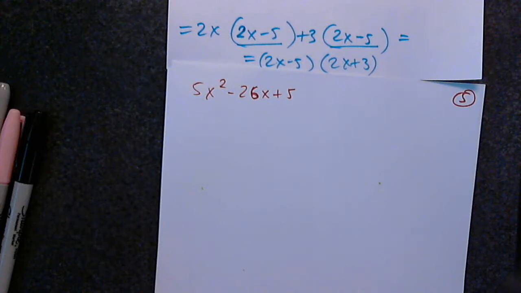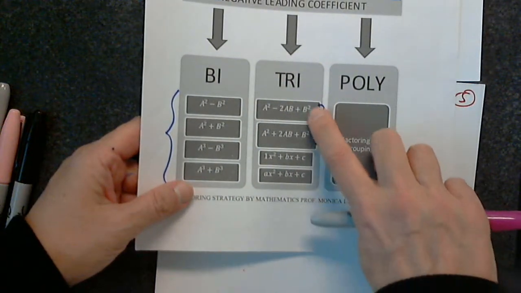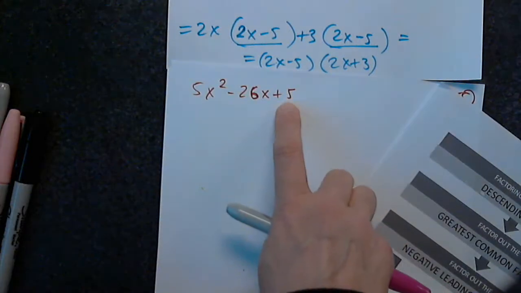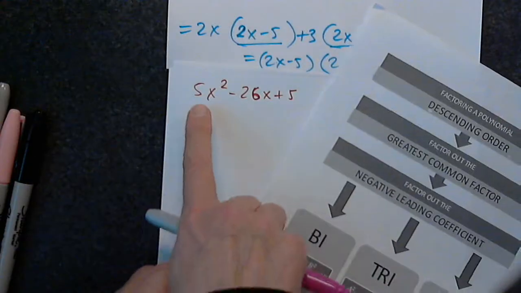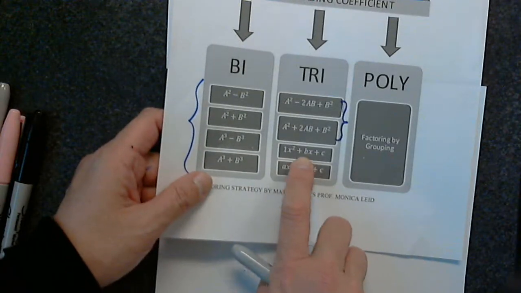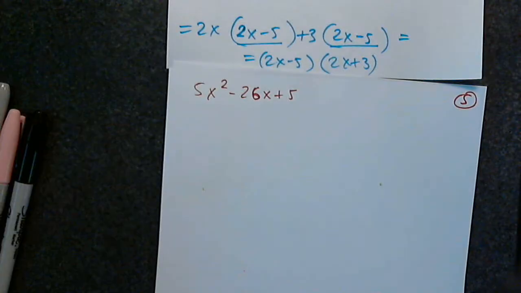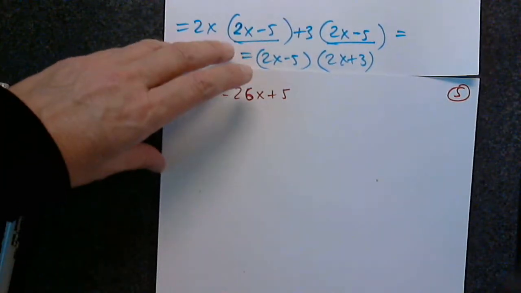So first of all, identify it as a trinomial. It's in the middle category. Then I know it's in descending order, no greatest common factor, no negative leading coefficient. It's not a special product, because a special product requires perfect squares, and 5 is no way a perfect square. 1 is not the leading coefficient, so I cannot use this easier strategy. I have no choice but the last one.